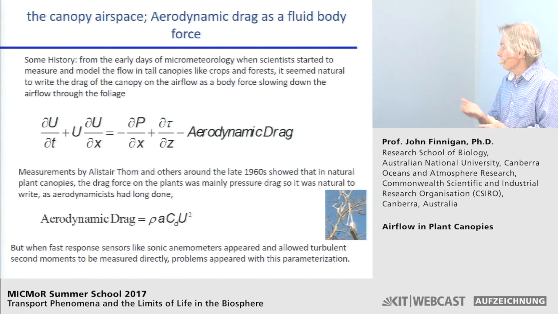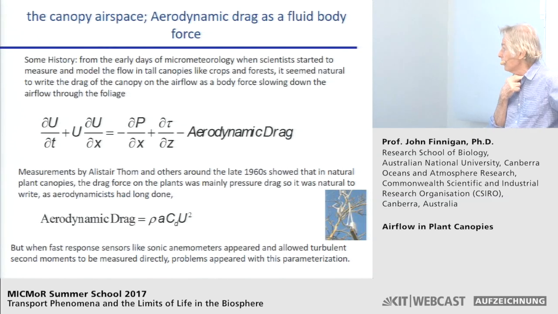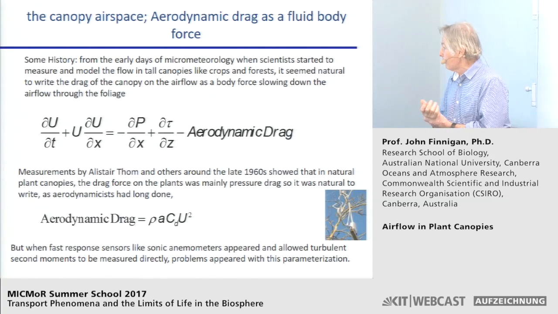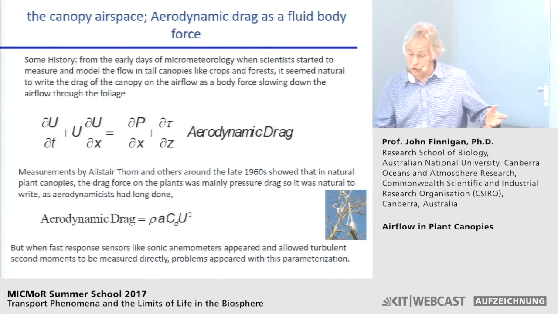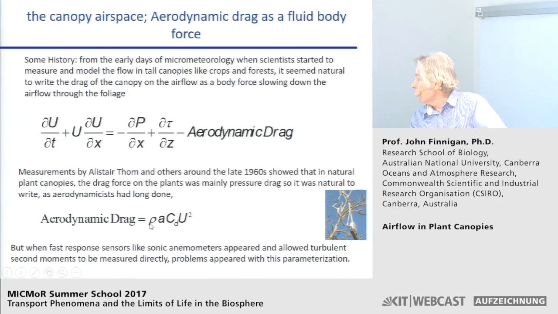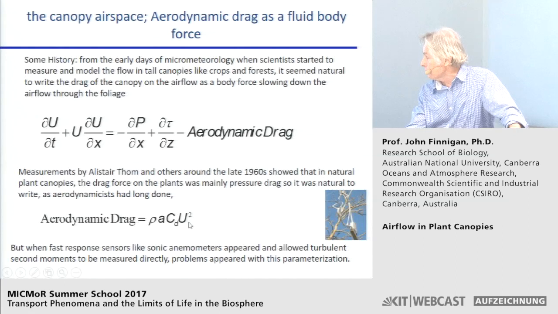Now, Alistair Tom and others, Joe Landsberg and people in the late 60s showed that in natural plant canopies, the drag is mainly pressure drag. So do what we just did, just as the aerodynamicists do, and write the drag force on the air as the density, the leaf area per unit volume, a drag coefficient, times the square of the wind speed.